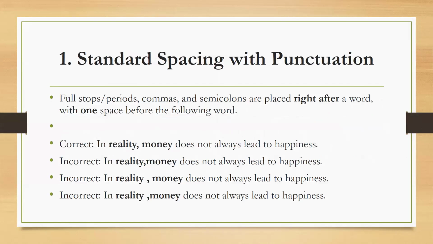Now, the basic one, the punctuation. We saw punctuation a short while ago. Oh yes, punctuation when it comes to the apostrophe, possessive and non-possessive when it comes to the ITS. Standard spacing with punctuation: full stops, the American will say periods, commas, and semicolons are placed right after a word with one space before the following word. Now, in the paper-based test, you'll be forgiven when you make such a mistake, but in the computer-based test, you'll be penalized. So look at these sentences.